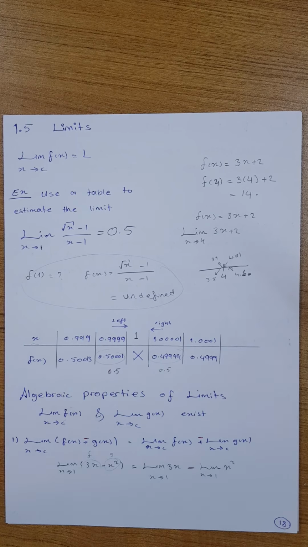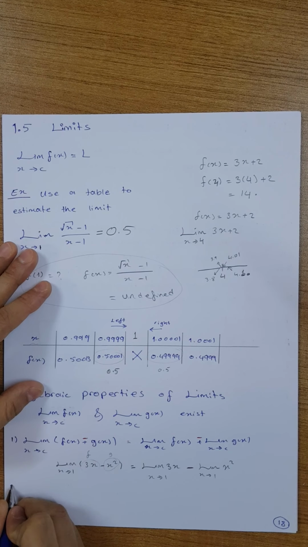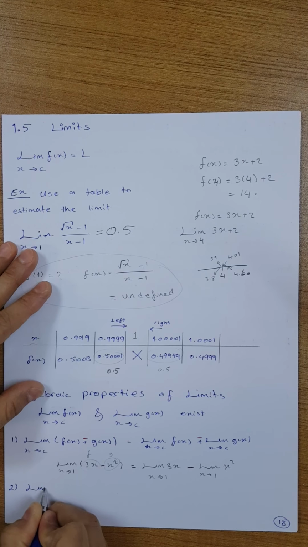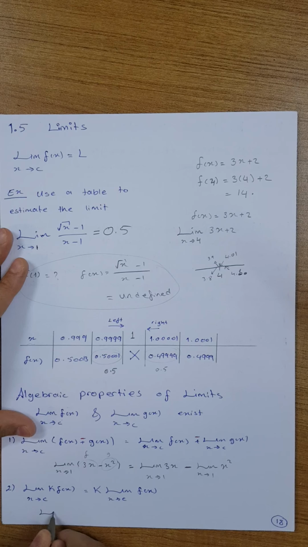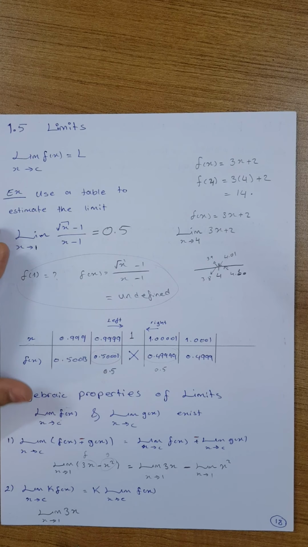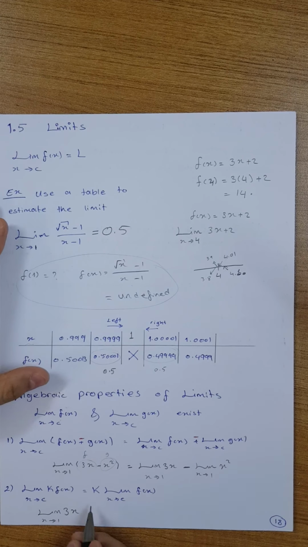The second property that we have got is that the limit of a constant multiple function k f of x, as x is approaching c, is equal to k times the limit of f of x. What does that mean? If we illustrate this with an example, we have, for example, the limit of 3x as x is approaching 1. I'm giving simple examples just for making you understand the properties, nothing more.